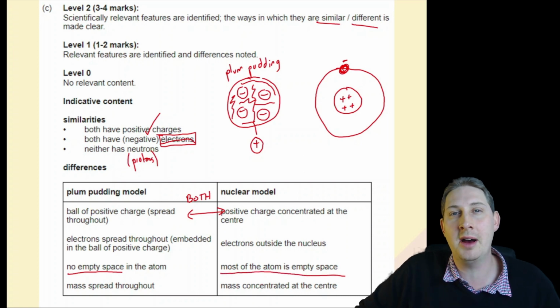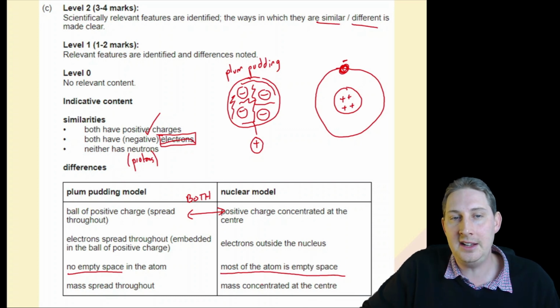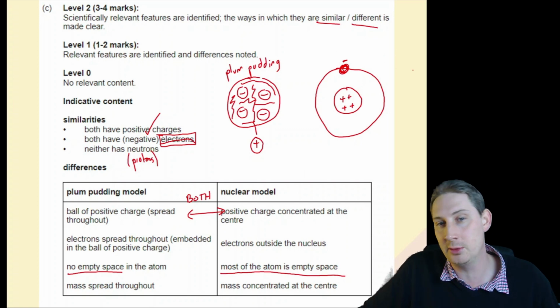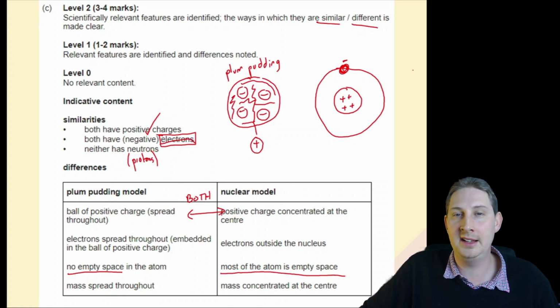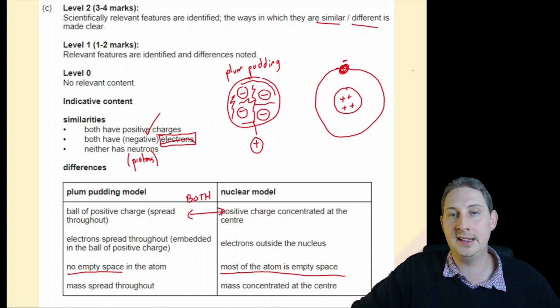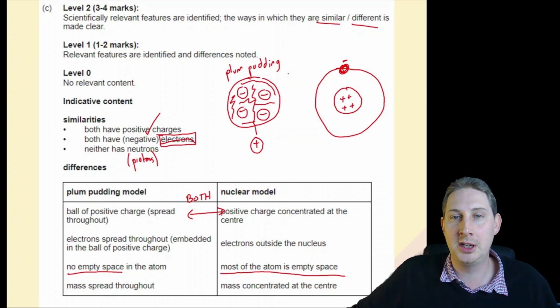And we've talked, haven't we, about the football in the middle of the stadium. And in the plum pudding model, the mass is spread over the whole atom, whereas in the nuclear model, the mass was concentrated in the centre. So I reckon if you've got two similarities, they've both got positive charges, they both have electrons, and two differences, one has empty space, the other one doesn't. One of them has positive charge concentrated in the centre, the other one has positive charge spread. You're probably on for 4 marks.